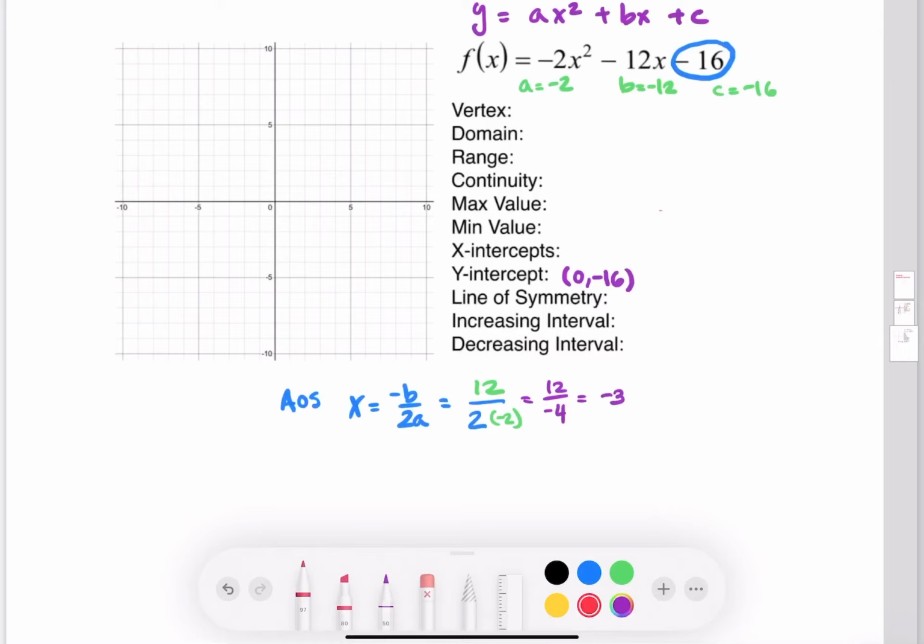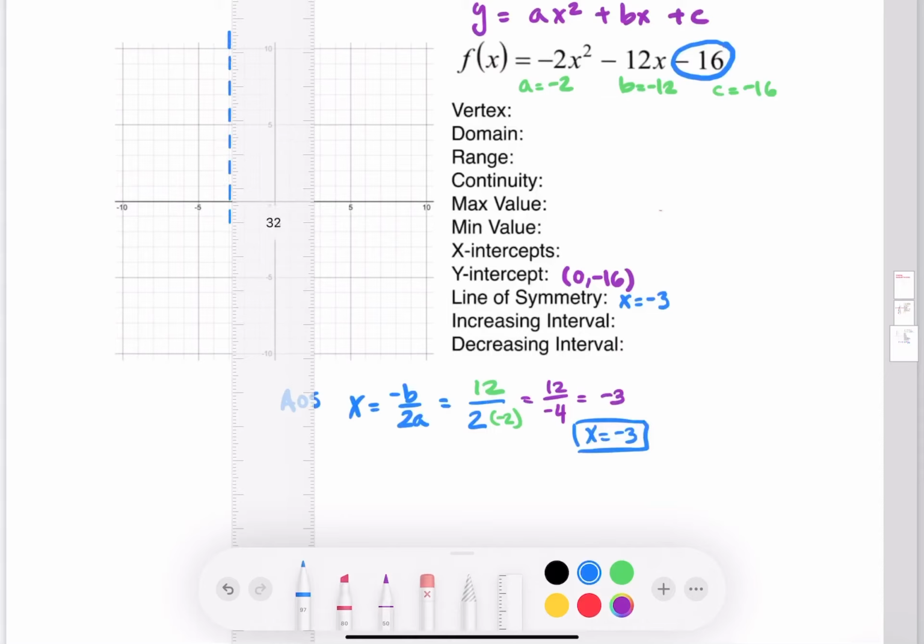Now, that's our x value. So our x value is going to be -3. And again, I stated earlier that this is our axis of symmetry, also known as our line of symmetry. x is equal to -3. So I'm going to take my ruler and move it over to -3 on the x-axis, and we're going to draw a line here. And again, that line represents our line of symmetry or our axis of symmetry. Now, we stated earlier that our vertex has to go through that axis of symmetry.